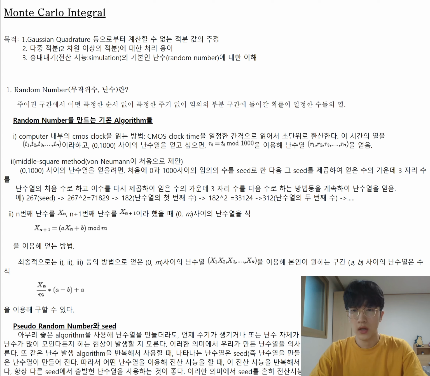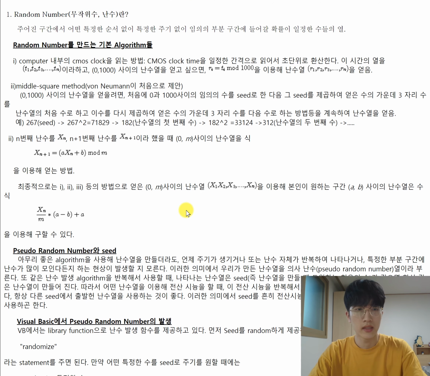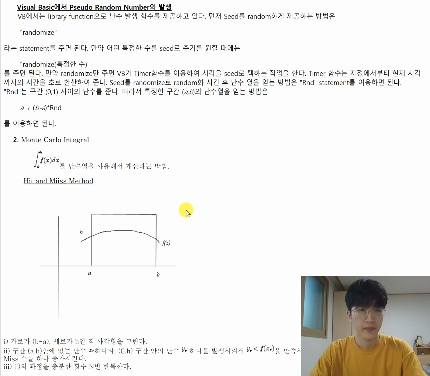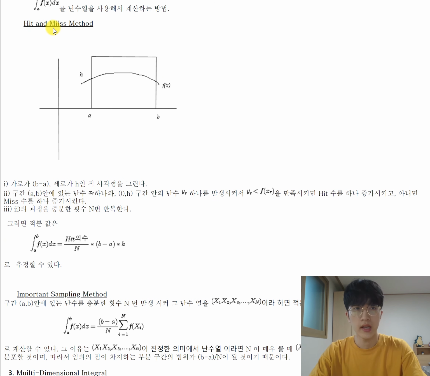To start with, we can intuitively think of 2 approaches of a Monte Carlo integration. Like it says here, first is the hit and miss method, and the second is the importance sampling method. First, let's look at the hit and miss method. You first draw a figure that covers the function inside the integral, so you draw this rectangular figure.